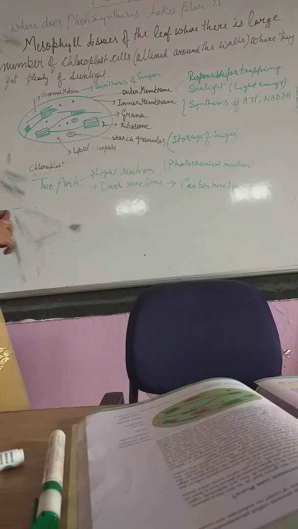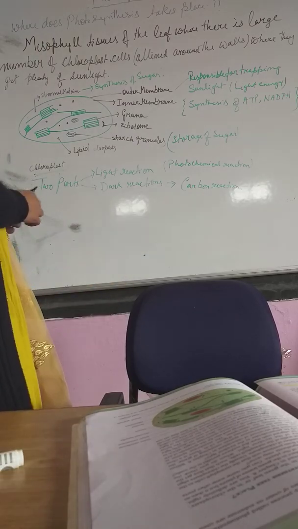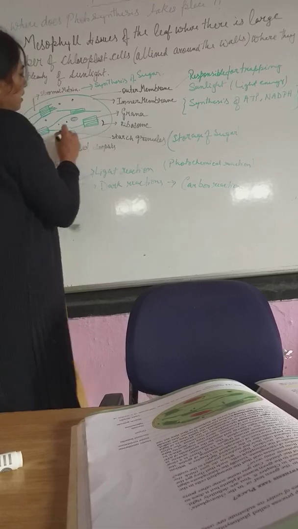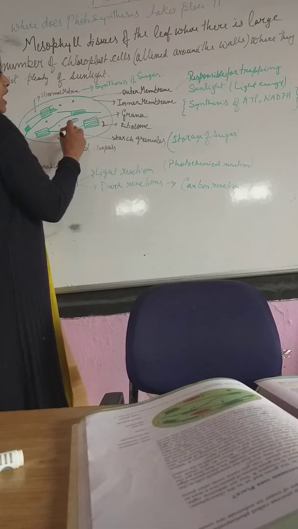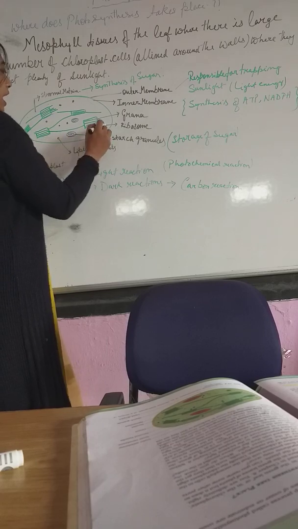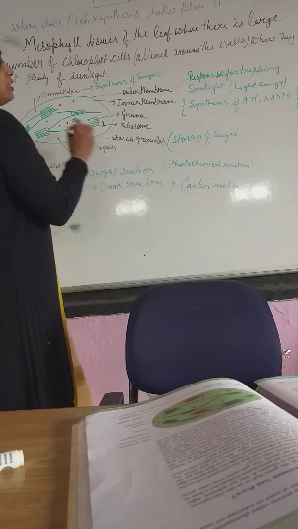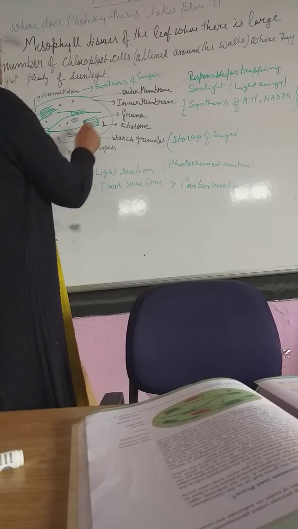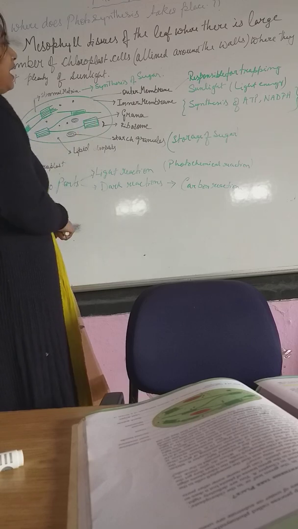These are the basic structures, and inside you see starch granules, and these are small lipid molecules, and you have the ribosome also there. Now functionally, this is the matrix of the stroma: grana and stroma.